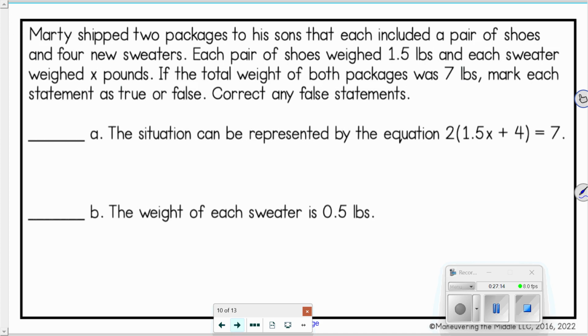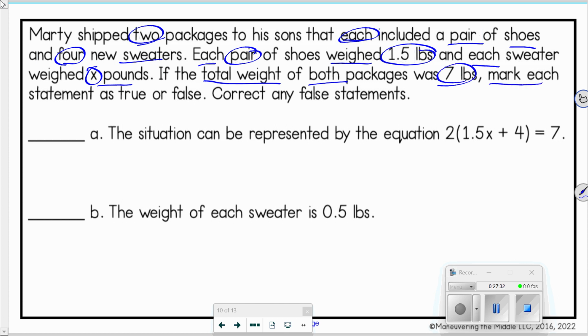Our next one: Marty shipped 2 packages to his sons that each included a pair of shoes and 4 new sweaters. Each pair of shoes weighed 1.5 pounds and each sweater weighed x pounds. If the total weight of both packages was 7 pounds, mark each statement as true or false. So there's our first part. We have to mark them, and then correct any false statements. We have 2 things we need to do.